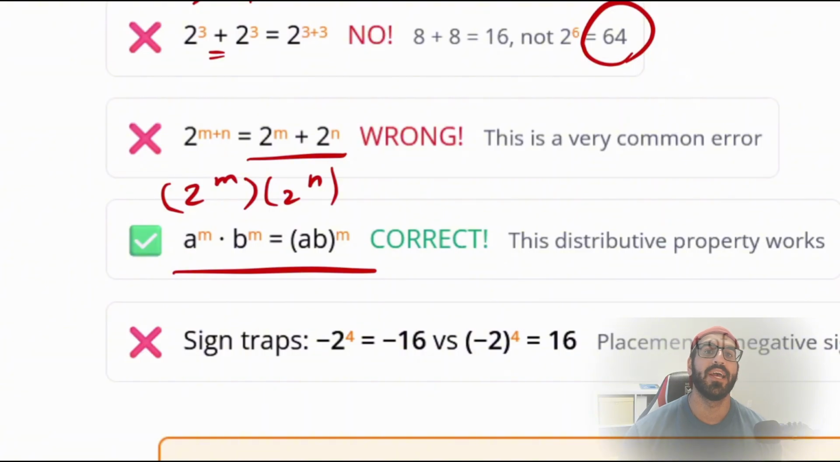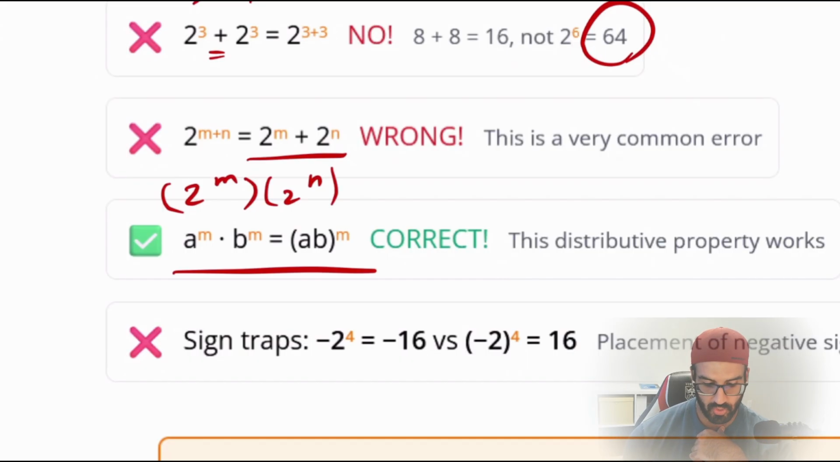And about the sign trap. Remember, you have to follow the order of operations, PEMDAS. Whenever you have parentheses, you have to honor them. First of all, do whatever is inside the parentheses, and after that, do the power. If parentheses are not there, you can do your power, then come back.